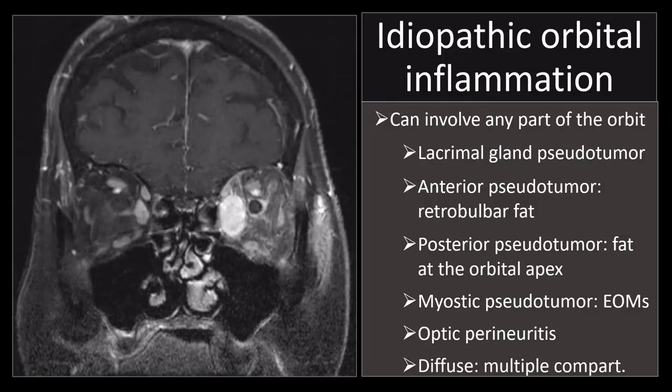For instance, in this patient, we clearly have involvement of one of the extraocular muscles, the medial rectus muscle, but we also see involvement of the optic nerve sheath with intense enhancement surrounding the optic nerve sheath, as well as infiltration and enhancement of the orbital fat. So this is definitely diffuse idiopathic orbital inflammation and a diffuse orbital pseudotumor.